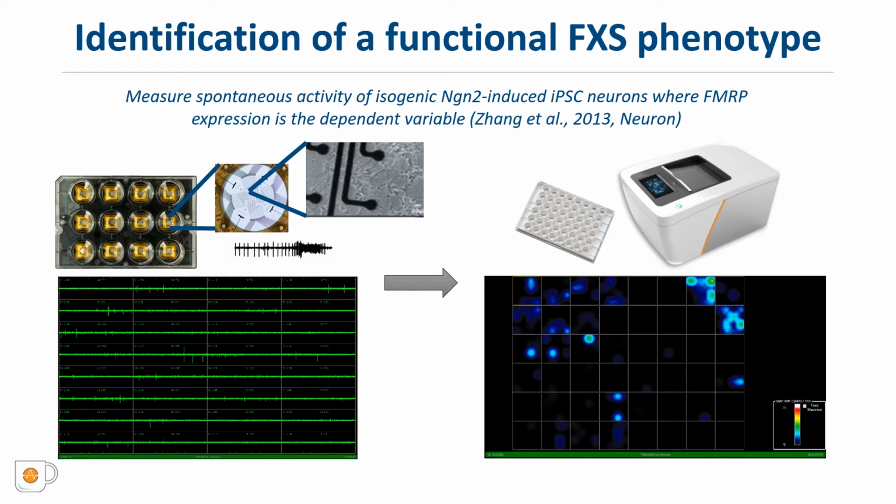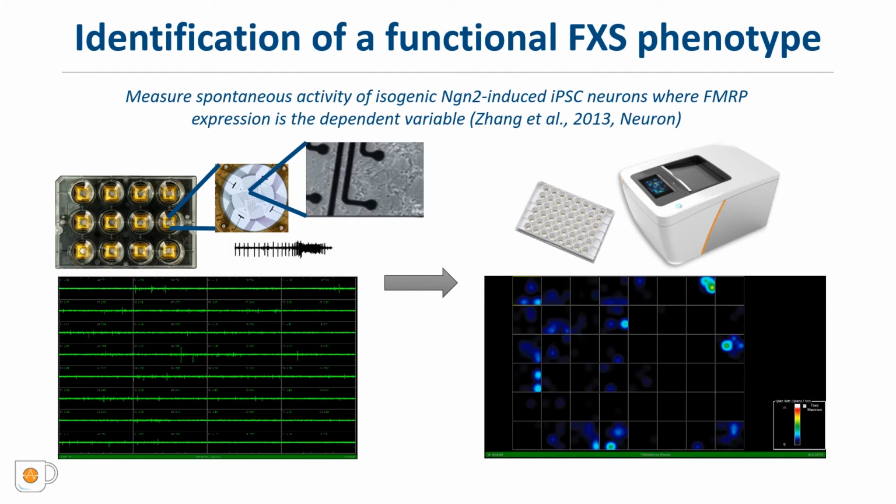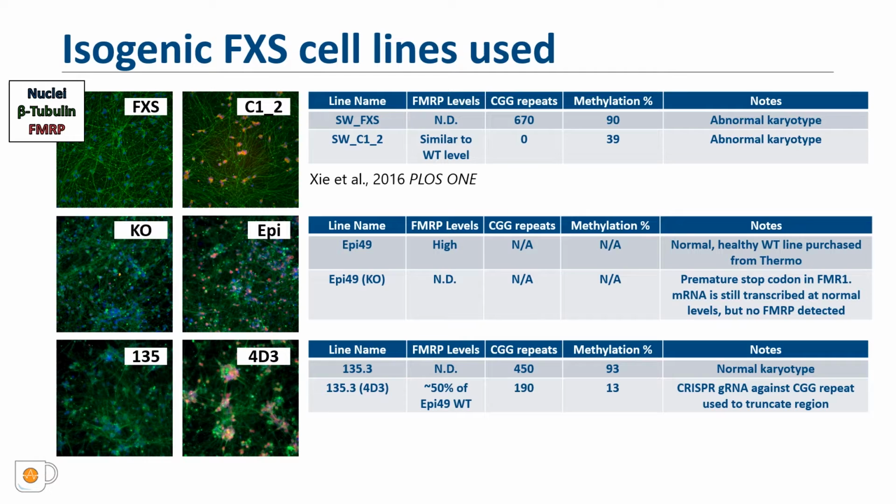An example of spontaneous spiking activity from 16 different electrodes in one well can be seen on the left-hand side of the slide. On the right is an example of spontaneous activity shown on a 48-well MEA plate as depicted by a real-time heat map.